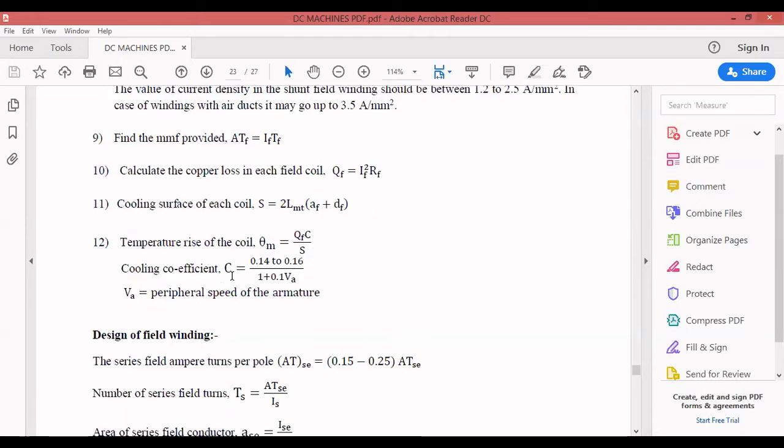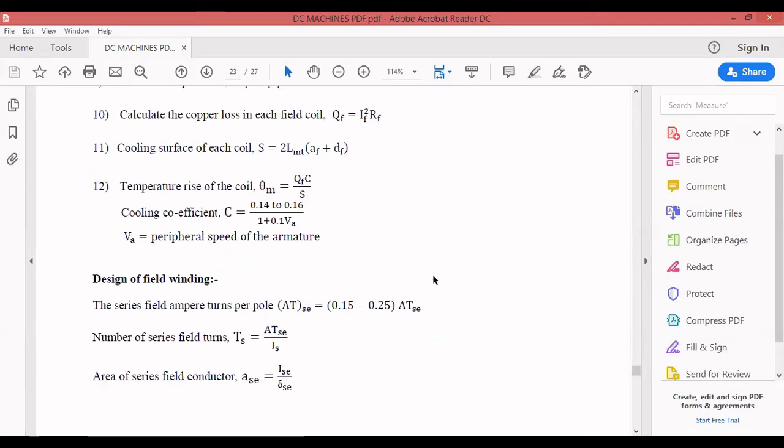Where C is the cooling coefficient, given by the formula 0.14 to 0.16 divided by 1 plus 0.1 VA, where VA is the peripheral speed of the armature. This is how to find out the temperature in the coil. You are going to use this formula.